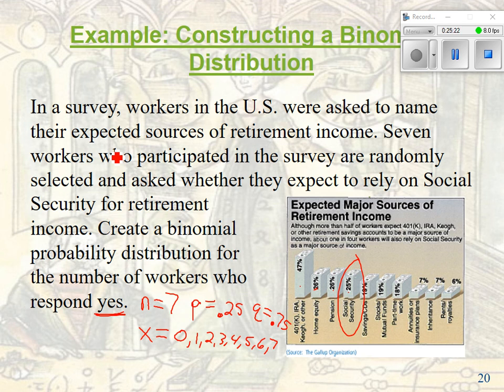Hit times 0.25 raised to the 0 power, times 0.75 raised to the, what's 7 minus 0? 7 power. So now, once you have all that in your calculator, we're going to do this 7 different times, but if we keep all that in there, we can just go back into that formula and keep changing it. We don't have to re-punch it in every single time. You hit equals, what'd you get?